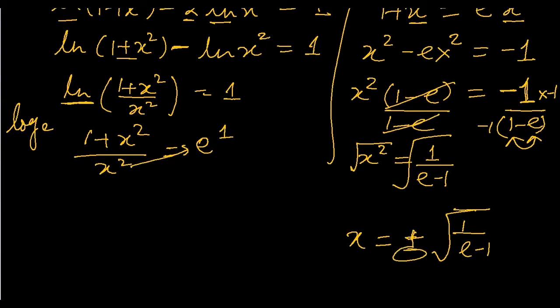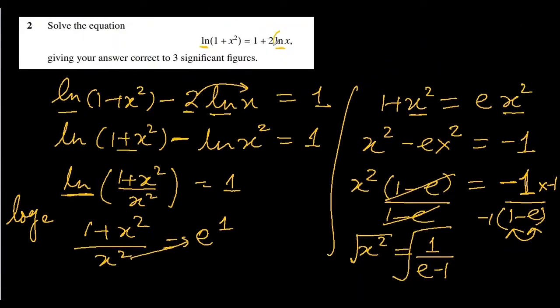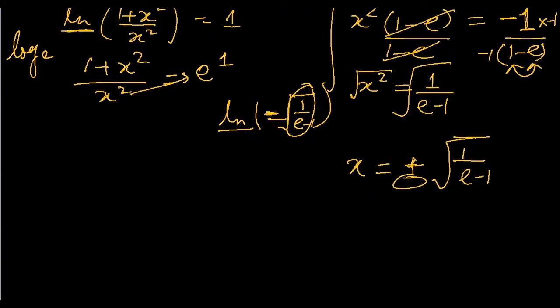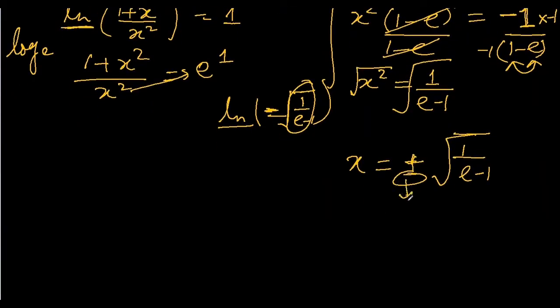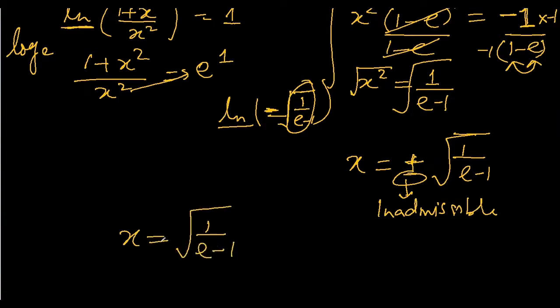So let's see, yes, we have ln x here. Can you see here? So ln of minus square root 1 over e minus 1 will not work, because this will be a positive number for sure. This negative will make a ln of a negative, which is not possible. That means we have to ignore the negative part, so inadmissible. Only answer will be x equal to positive 1 over e minus 1.